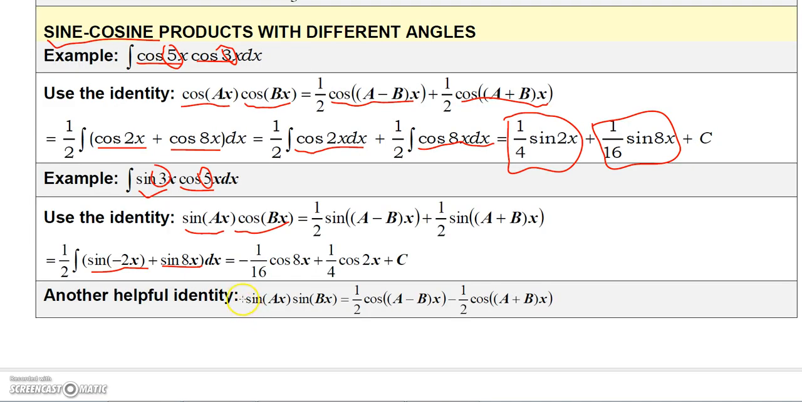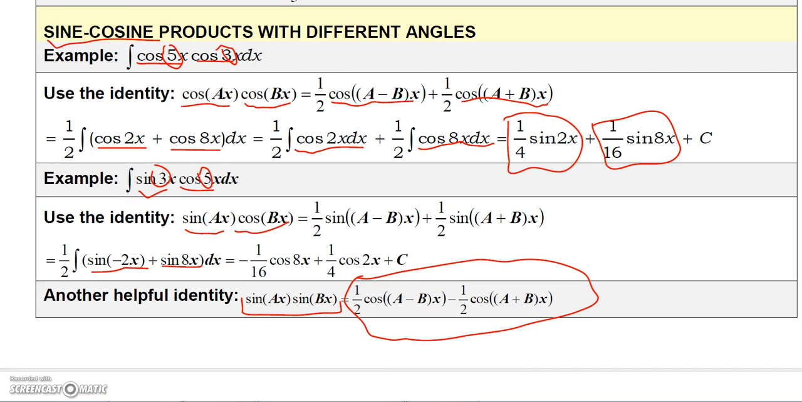Now, of course, I could have done a third integral, but I didn't do it. But in case you have sine of ax times sine of bx, you would have to use this identity. So sine of ax times sine of bx is 1/2 of cosine of (a minus b) times x minus 1/2 times the cosine of (a plus b)x. So I'm sure now that you see how to handle these, if you ran across that case, you could apply that identity.